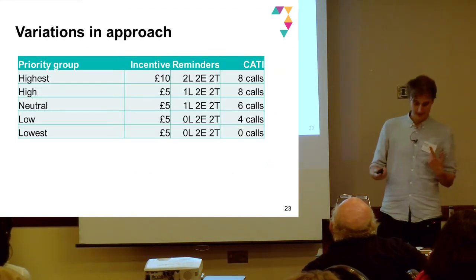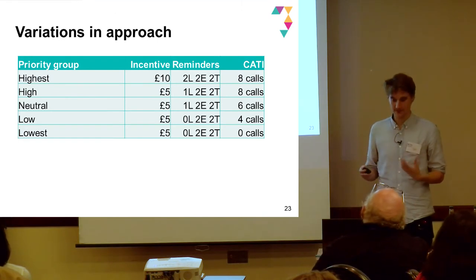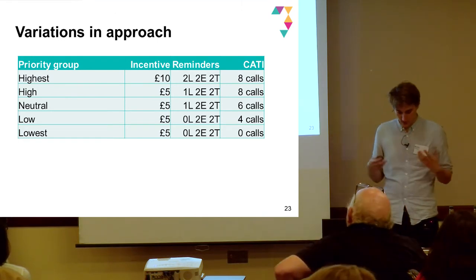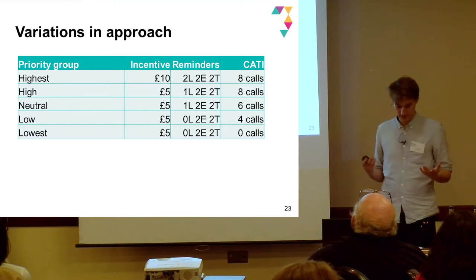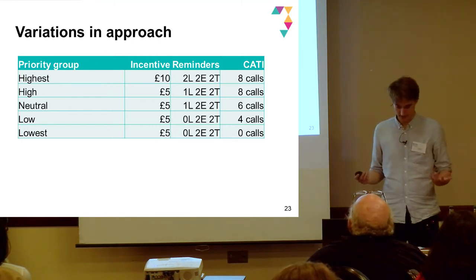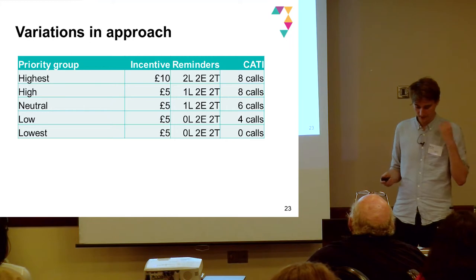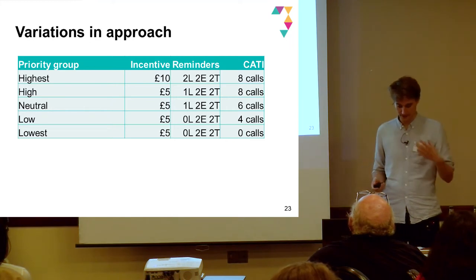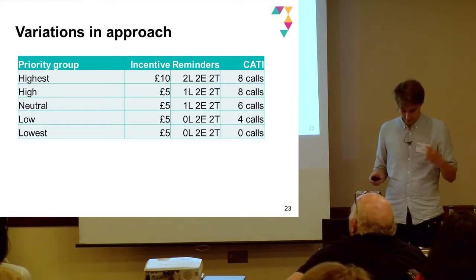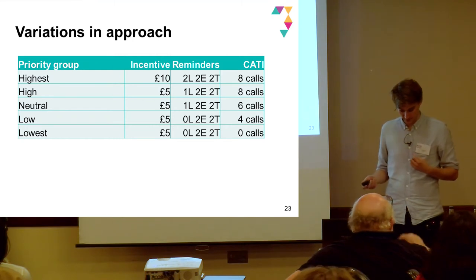This table summarises then how we've been varying the fieldwork design for these 5 groups. So the neutral group, who also happen to be the largest, keep the core design. So they have a £5 on completion incentive with 1 reminder letter, 2 reminder emails and 2 reminder text messages, and a minimum of 6 calls from the telephone unit.